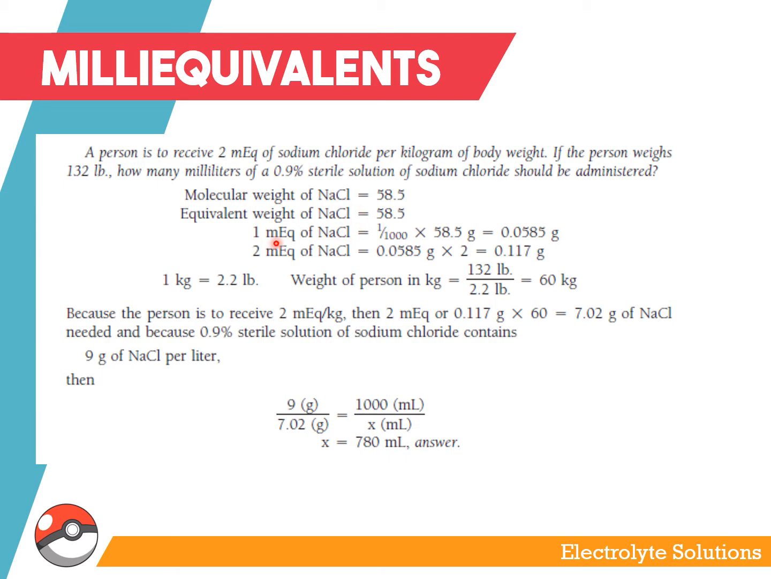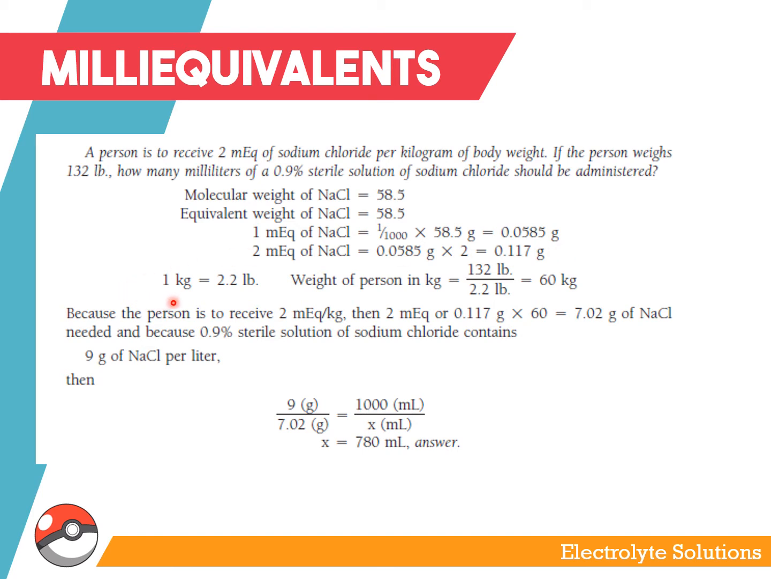So 1 milliequivalent of sodium chloride is equal to 1 over 1000 times 58.5 grams, which is 0.0585 grams. That means if we need 2 milliequivalents, we will have 0.117 grams. So we now have the corresponding weight of sodium chloride in 2 milliequivalents. Next, we compute for the weight.